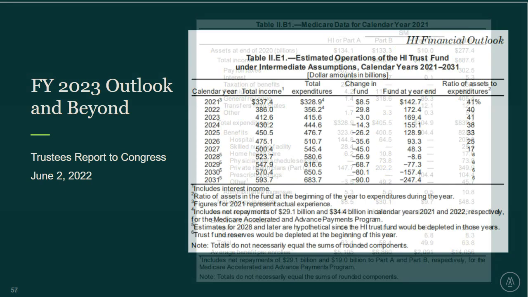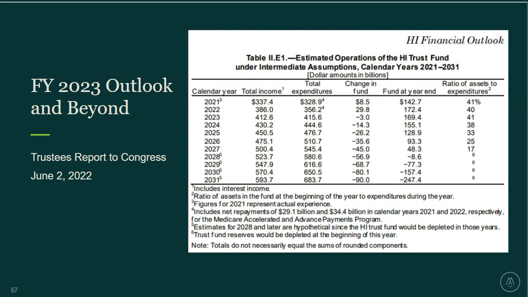In terms of the trust fund itself, 2028 is the year in which, not the year in which expenditures are greater than income, but the year in which expenditures are greater than income, and the fund has also eaten into the beginning balance to create an actual overall deficit in the fund, or the so-called insolvency date.